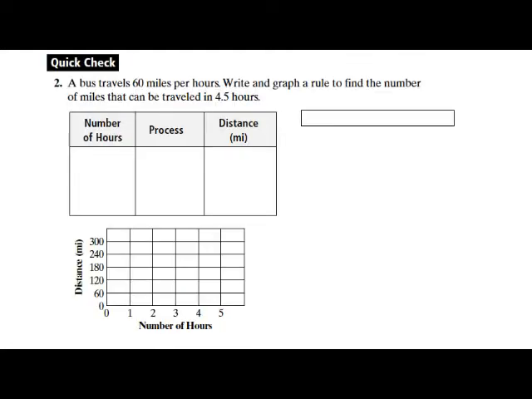For quick check number 2, a bus travels 60 miles per hour. Write and graph a rule to find the number of miles that can be traveled in 4.5 hours. You're going to use distance equals rate times time. So D is our distance traveled, rate is how fast you're going, the 60 miles per hour, and T is time, how many hours you spend traveling.